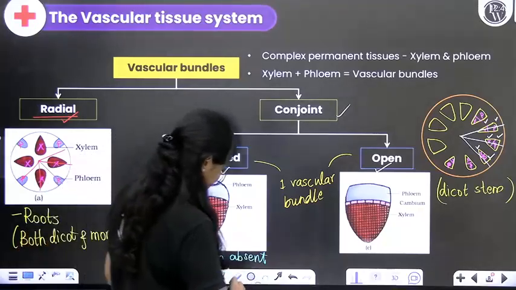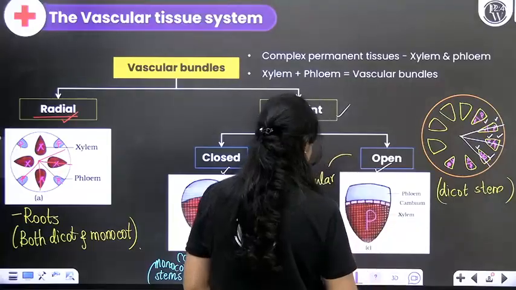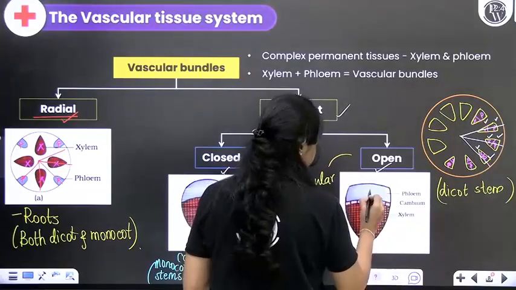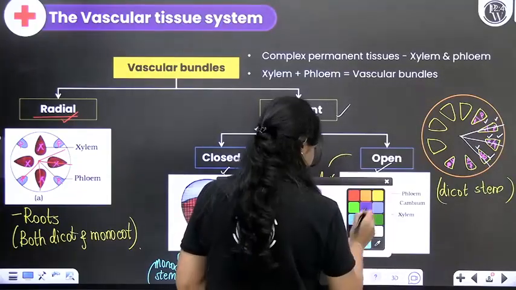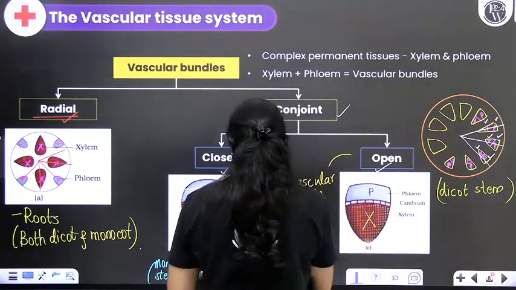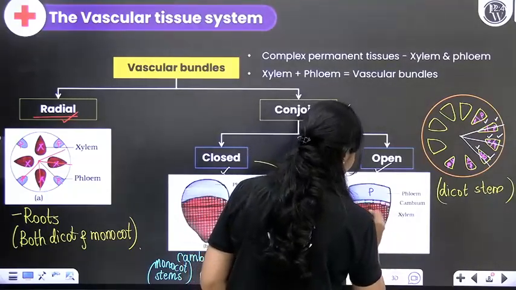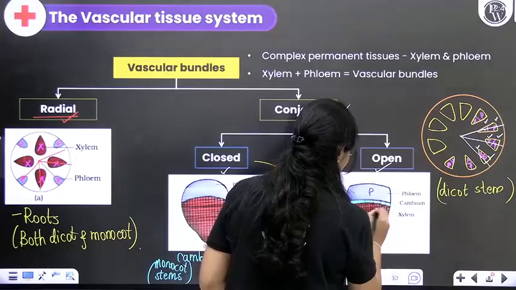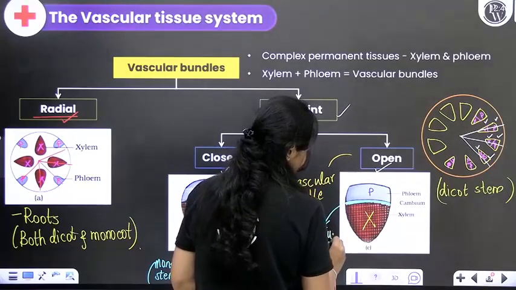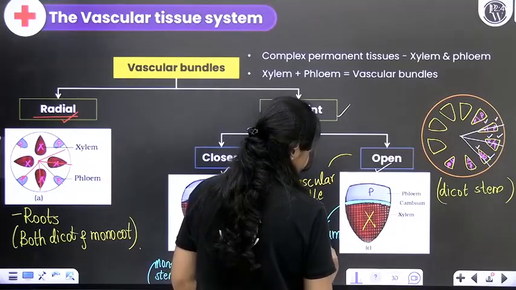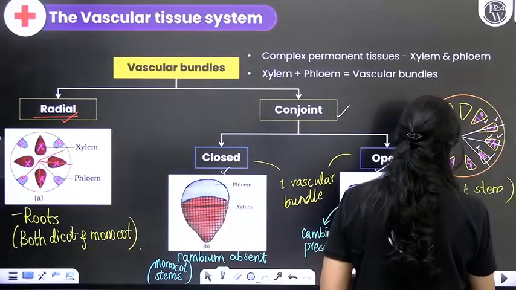In open vascular bundles, you have xylem facing the center, phloem facing the outside, and in between the xylem and phloem, you will find a strip of meristematic tissue which is called cambium. Cambium is present. Okay, so this can be seen in the dicot stem.